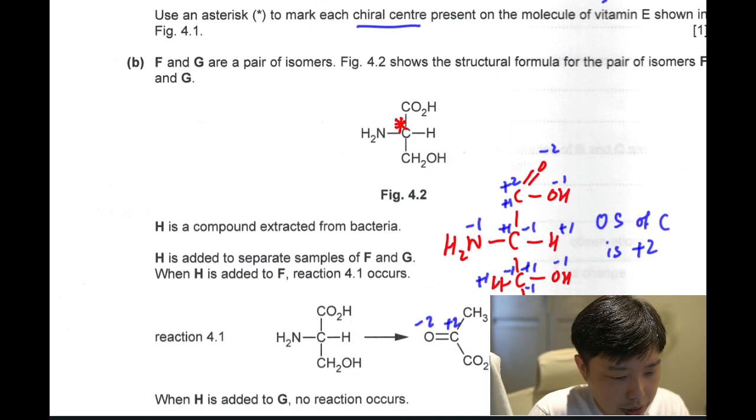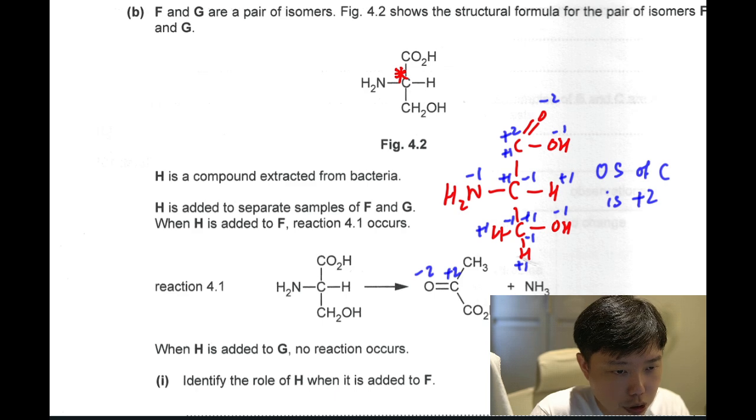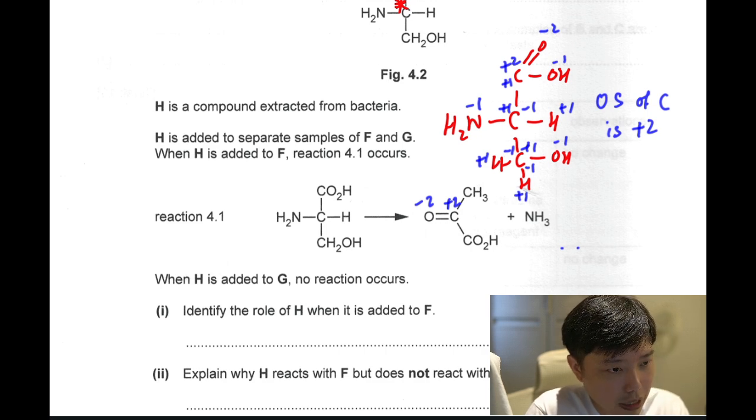For B, they say that H, a compound extracted from bacteria, is added to separate samples of F and G. So for F, there's this reaction 4.1, which we have no idea what kind of reaction it is, but it does look like it is being oxidized because you go from alcohol to a ketone. But actually, if we work out the average oxidation state of carbon, it is actually +2.